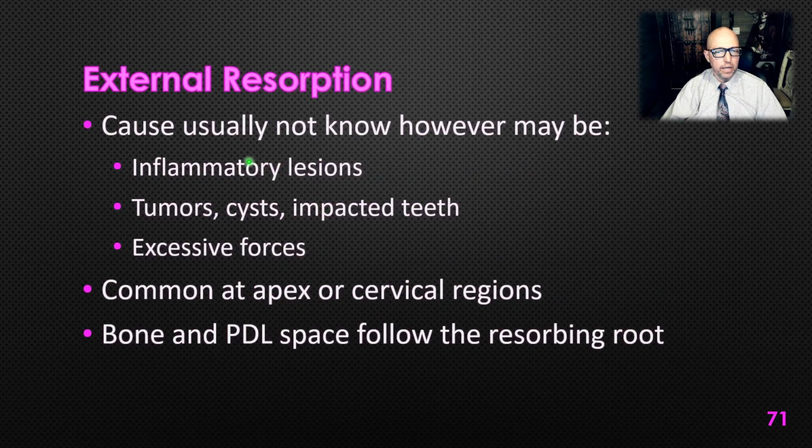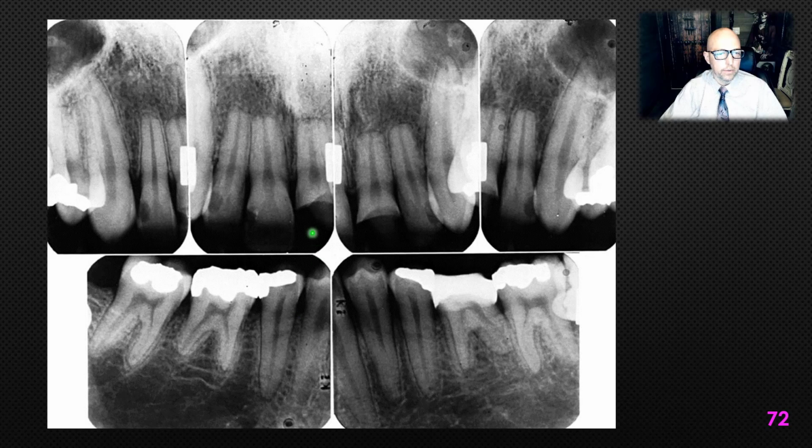Usually the PDL space remains intact. There may be different causes: inflammatory lesions, tumors, cysts. These things can resorb roots. That's one of those effects on other structures. When you see some separate lesion, if it grows into the root of a tooth and resorbs it, you always want to describe that. But a lot of times it'll happen for unknown causes. It's common to occur at the apices. What's seeming more and more common is to see cervical resorption, invasive cervical resorption, they call it. And the bone and the PDL space kind of grow in as that tooth is resorbing. We'll show that with these examples.